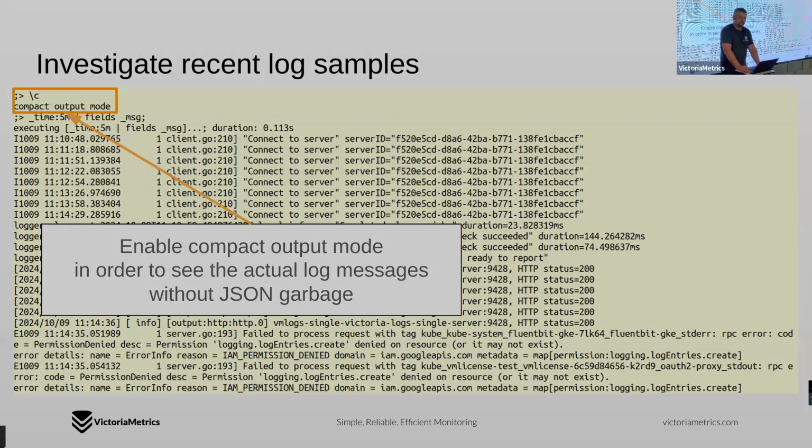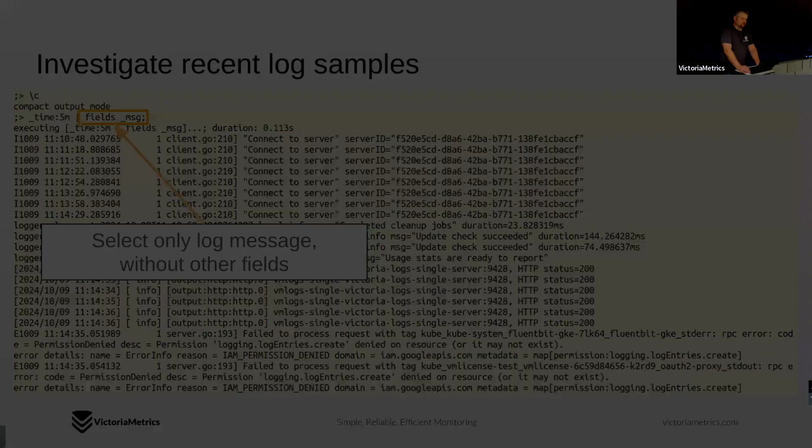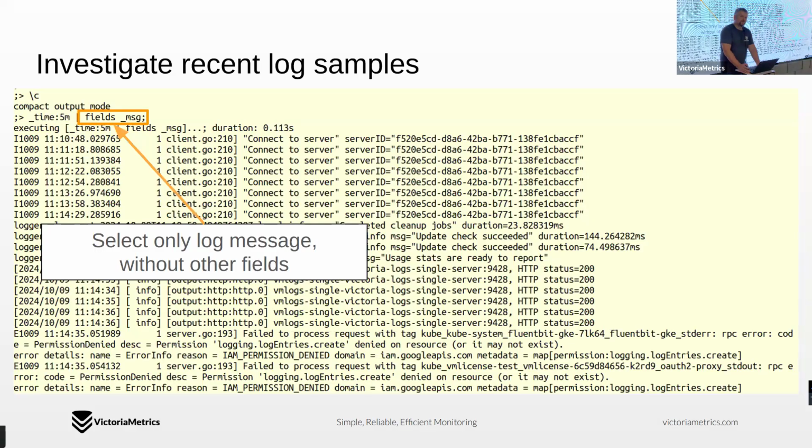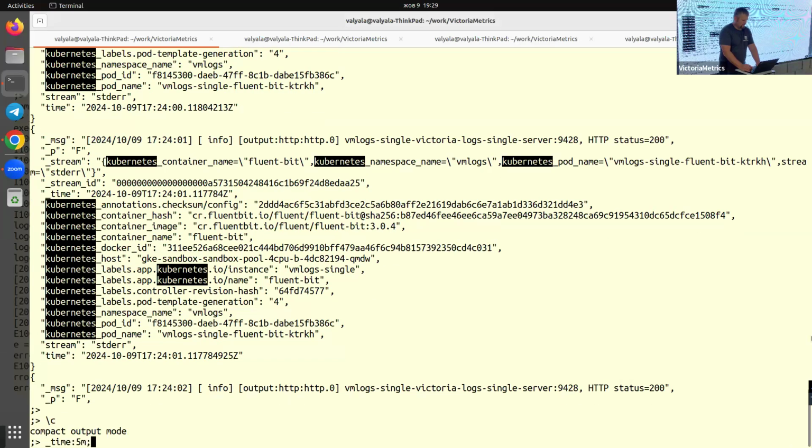In this case, every log line shows you a single log entry for the last 5 minutes. In this query, we ask to please select only the log message field and drop other fields. And in this case, you can see that every log line contains just the log message, and it is much easier to investigate such logs. Let's try performing this in Vlogscli.